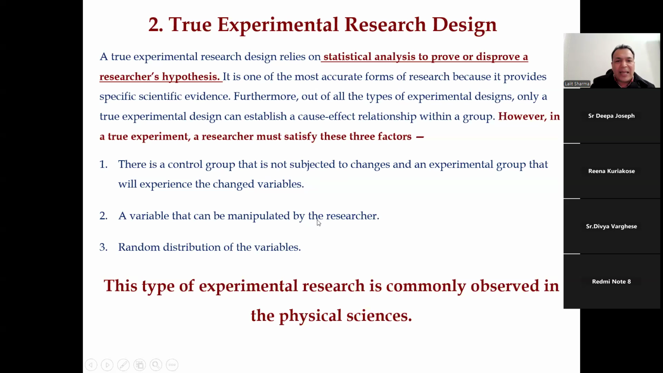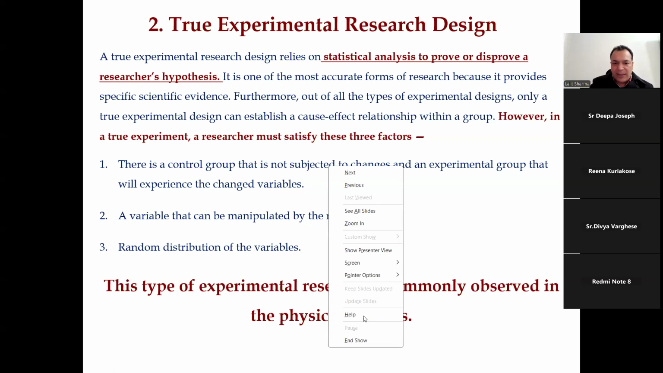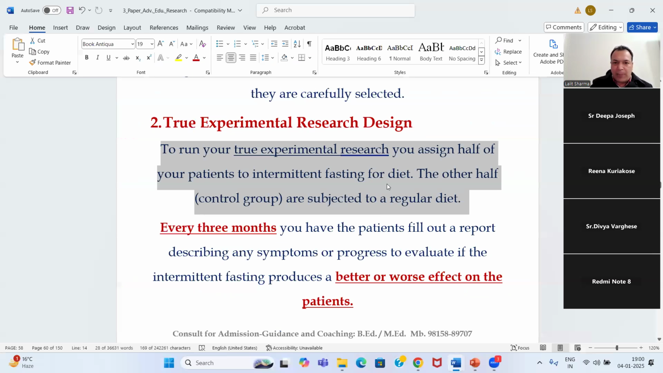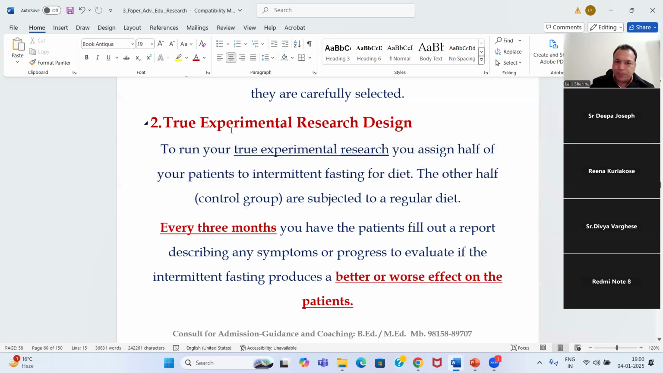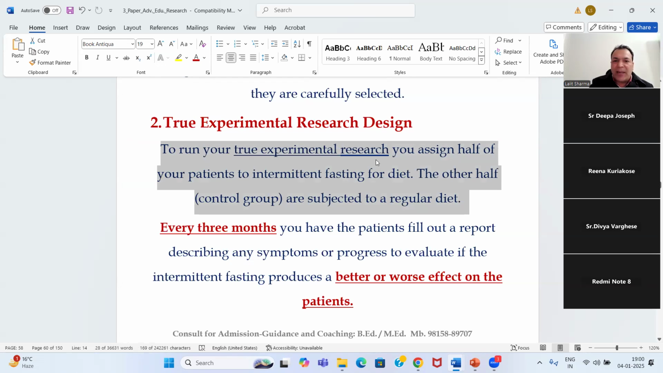Second, a variable that can be manipulated by the researcher. Third, random distribution of the variable, right? Now guys, you have understood the theory here, and with the help of examples you will understand more. Okay, to run your true experimental research, you assign half of your patients to intermittent fasting, the other half, which is called the controlled group, are subject to a regular diet.